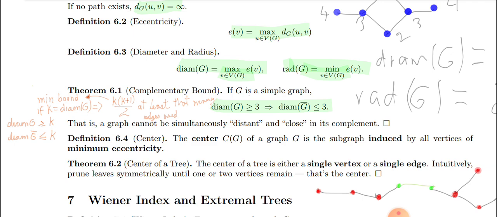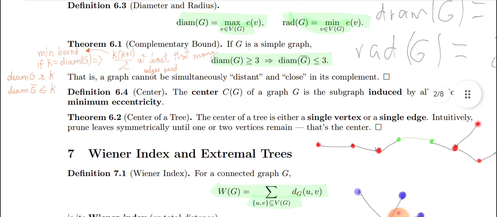Definition 7.1 states that the Wiener index, W of G, is the sum of all the shortest path distances between every distinct pair of vertices in the graph. So it's a single number that quantifies the overall internal connectivity and efficiency of the entire network. It is. If you were modeling logistics, W of G would represent the total energy cost or time delay for all possible communication pairs across the network. A lower Wiener index means a more efficient graph.